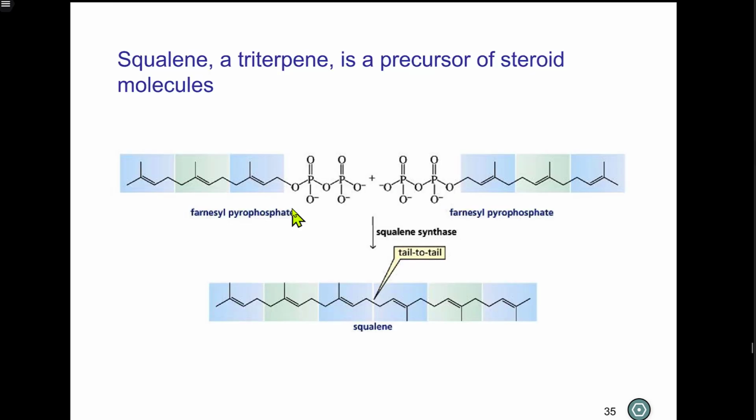So another important terpene is squalene. It has 30 carbons in it. It's actually produced from two 15-carbon precursors, and then it produces this 30 carbon or 6 isoprene unit terpene. It's important, and we'll talk about this a little bit later, in the formation of cholesterol. It's one of the precursors to cholesterol.